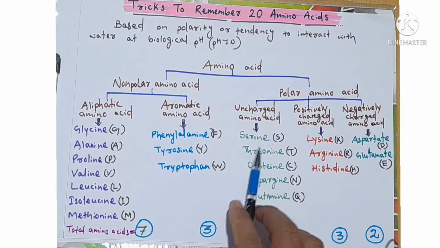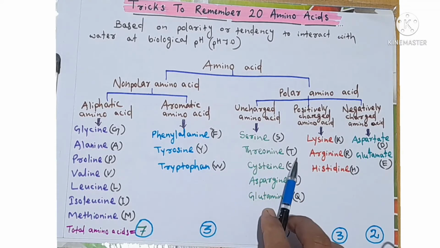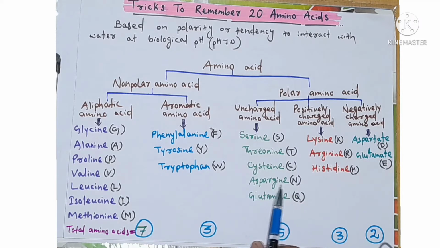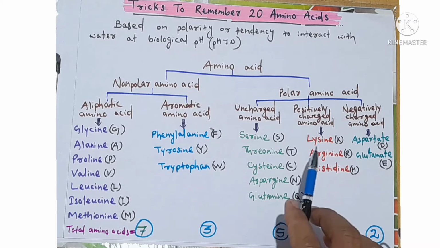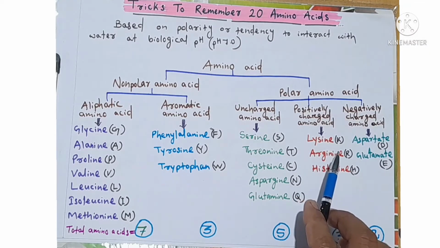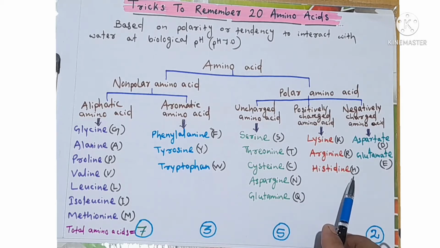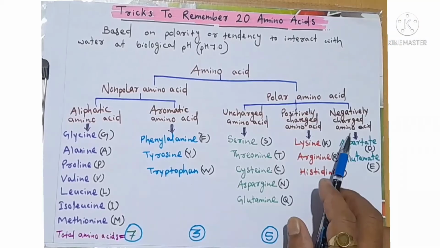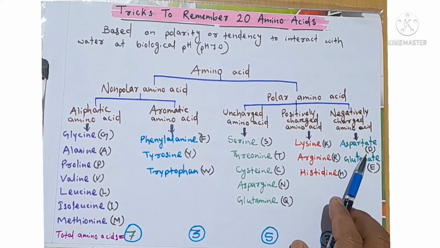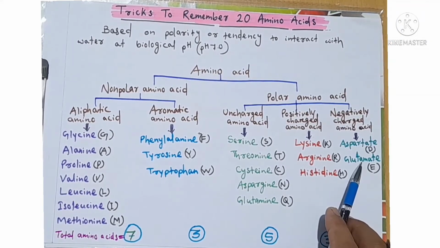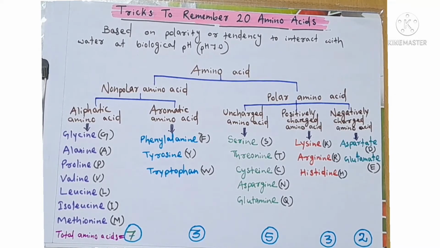Coming to uncharged amino acids, S for serine, T for threonine, C for cysteine, N for asparagine and Q for glutamine. Total 5 amino acids. Coming to positively charged amino acids, K for lysine, R for arginine and H for histidine. Total 3 amino acids. Coming to negatively charged amino acids, D for aspartate and E for glutamate. Total 2 amino acids.